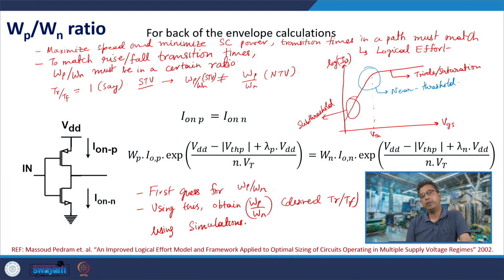But the problem with any empirical expression is that you need to first estimate the coefficients for a given PDK, and those coefficients may also be vulnerable to variability, process variability. So, the approach that we take in the course is that we use these simple expressions and obtain WP by WN, then go for simulations and obtain a better value of WP by WN.